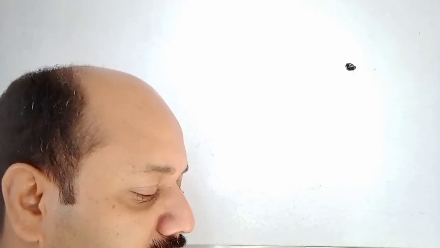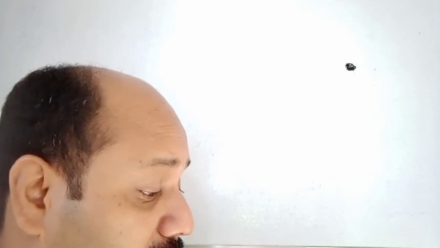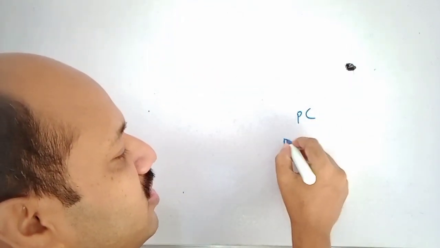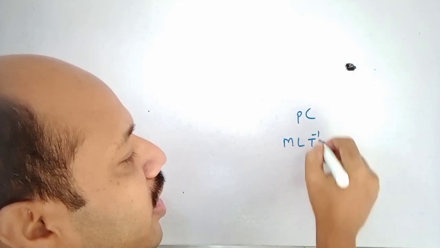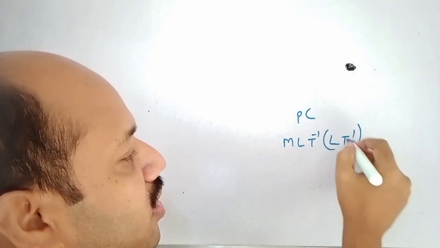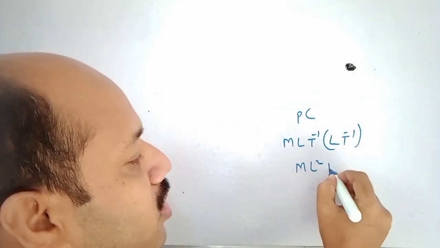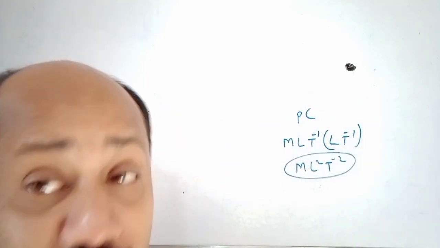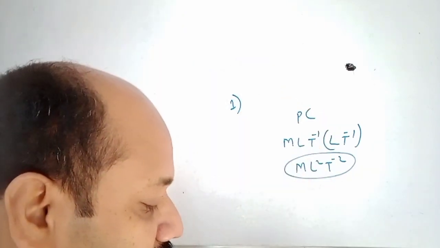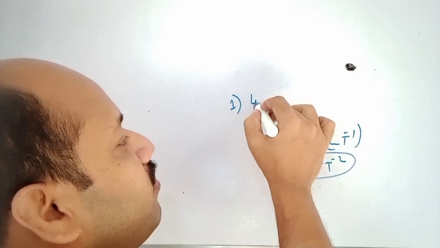Start with the first question. If P is the momentum and C is the speed of light, then the dimensions of PC are the same as that of power, force, angular momentum, or energy. Which is the dimension of PC? The dimension of P is MLT raised to minus 1, and C is LT raised to minus 1. Then the dimension is ML square T raised to minus 2. This is the dimension of energy. Therefore, for the first question, the choice is the fourth one.